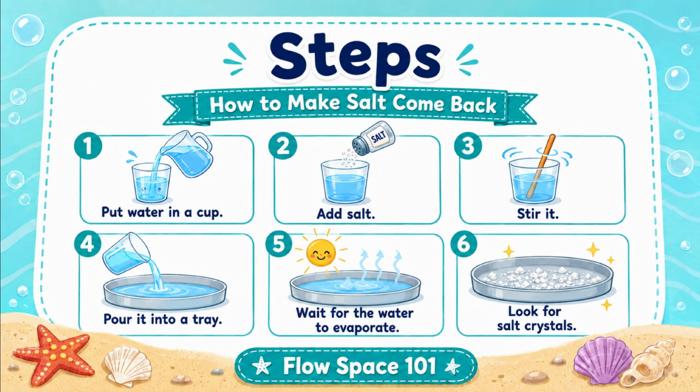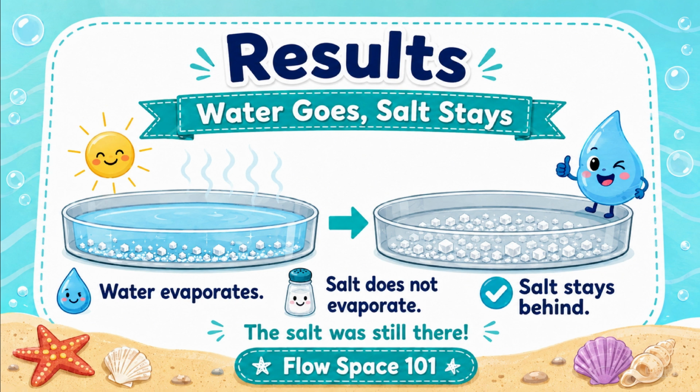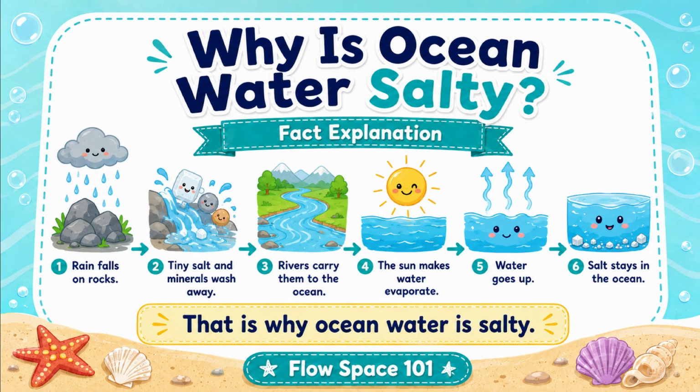Can we make the salt come back? Let's find out! Now let's look at the result. The water evaporates. That means the water goes up into the air. But salt does not evaporate. The salt stays behind in the tray, so the salt did not disappear. It was still there in the water. When the water goes away, we can see the salt again. The salt stays behind.